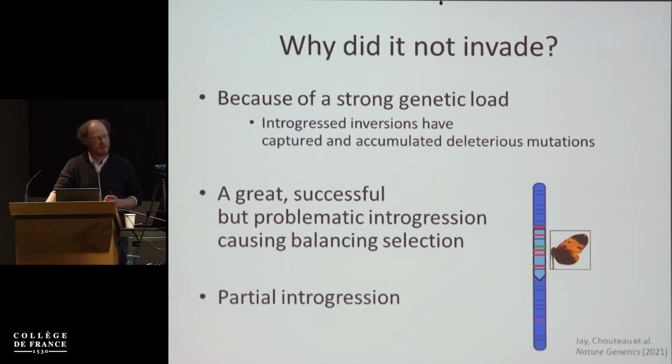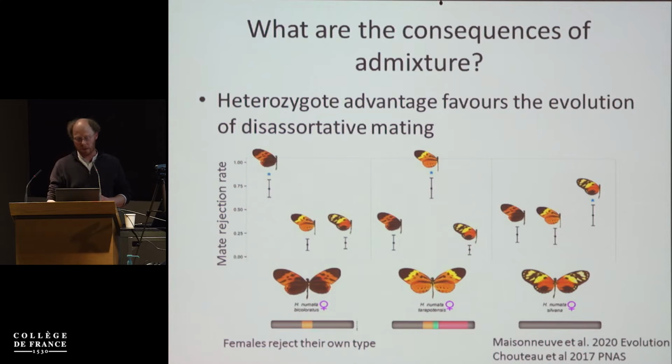So we have a great, successful, but problematic introgression, which is causing a pattern of balancing selection by which, when they increase in frequency, the introgressed segment becomes very deleterious because it forms homozygotes. And so it's balanced against the standard haplotypes, which enjoys a very great advantage because it makes heterozygotes. So the introgression is only partial.